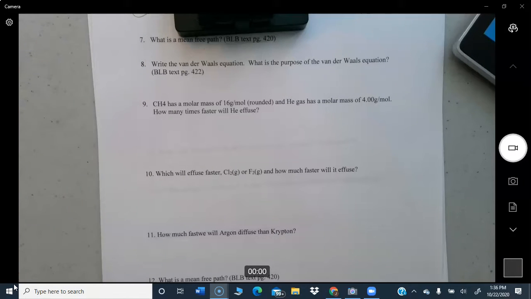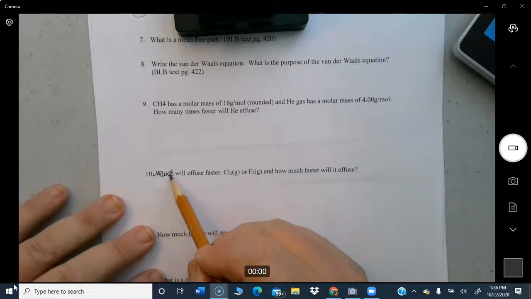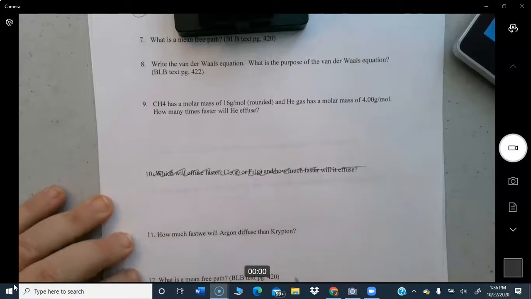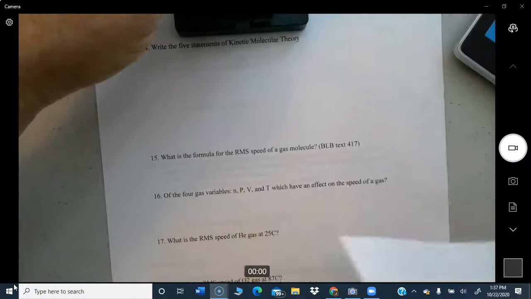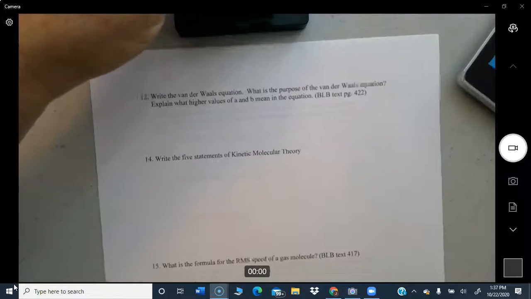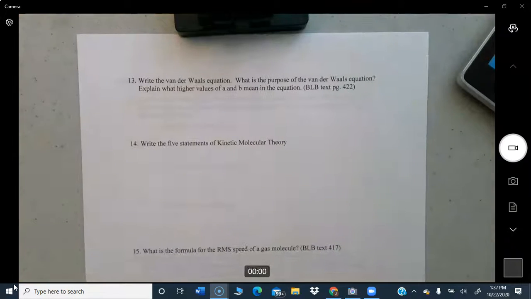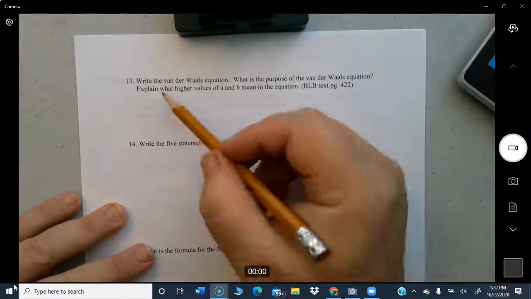All right, which will effuse faster? And there were some duplicates that were pointed out to me. Scratch that. Scratch 11. See, I'm scratching out your work here. Isn't that great? And 12. I think those 3 were duplicated. Thank you for pointing that out, Daniel. Okay, 13. That's also duplicated.